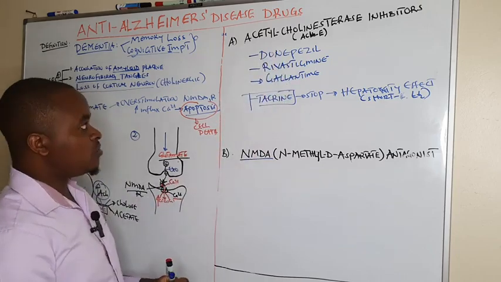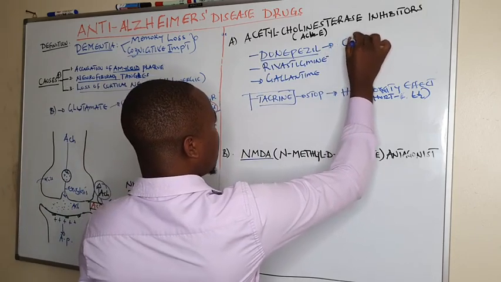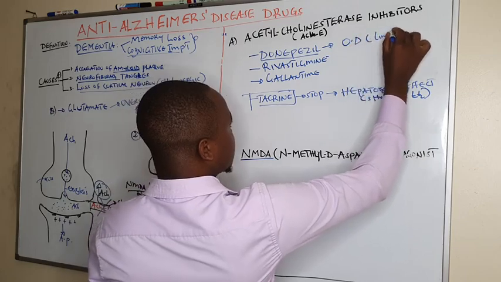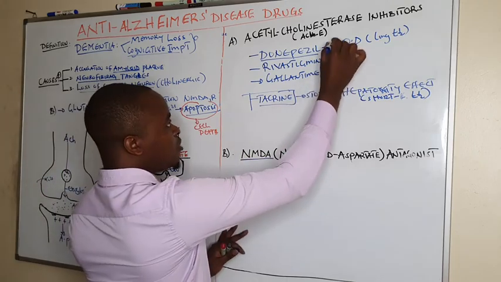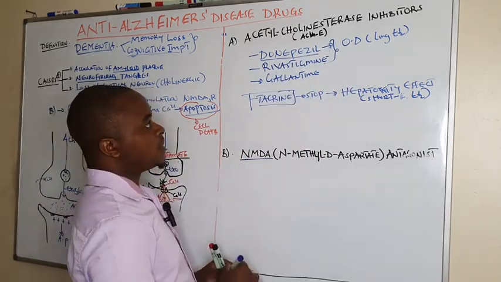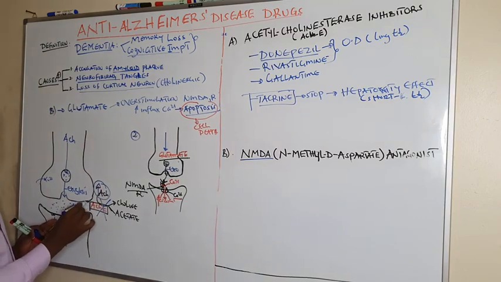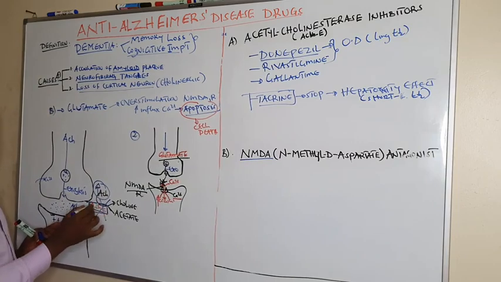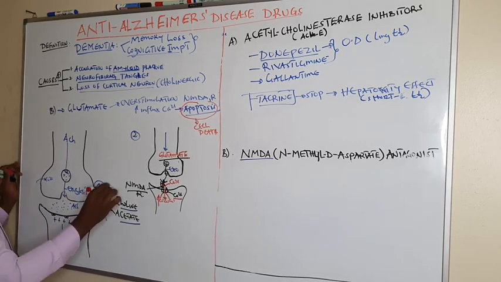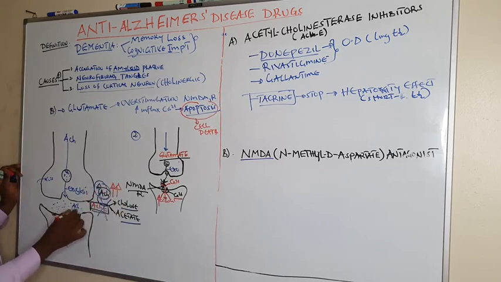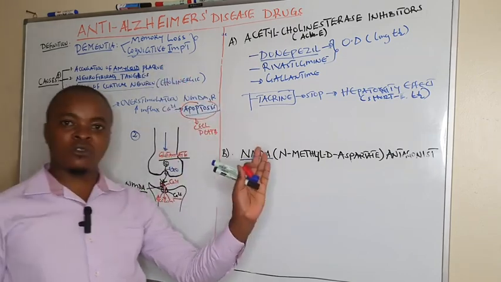So currently we are utilizing donepezil, and donepezil is the best because it has a long half-life and it is given OD because of its long half-life compared to others. Donepezil and rivastigmine are uncompetitive. They act by binding to the acetylcholinesterase enzyme, hence inhibiting it from breaking down acetylcholine to choline and acetate. When it is not broken down, we increase the concentration of acetylcholine in the synaptic cleft, hence increasing the chances of neurotransmission, and we are able to treat these symptoms of Alzheimer's disease.